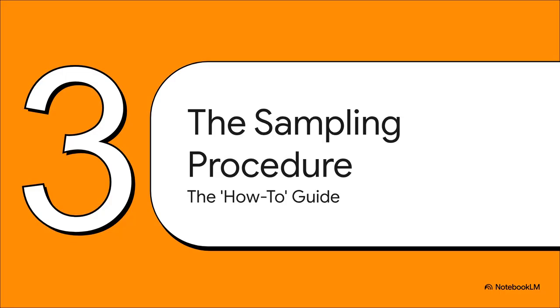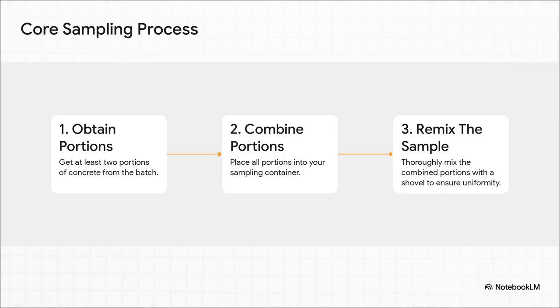Okay, let's get our hands dirty, metaphorically of course. We're gonna walk through the exact steps for taking a sample, starting with the core process and then the specific rules for different kinds of mixers you'll see on the job. At its heart, the whole process is really this simple. You obtain your portions, you combine them in your wheelbarrow, and you remix them with a shovel. Obtain, combine, remix. No matter the mixer type, these three steps have to happen to get that valid composite sample.